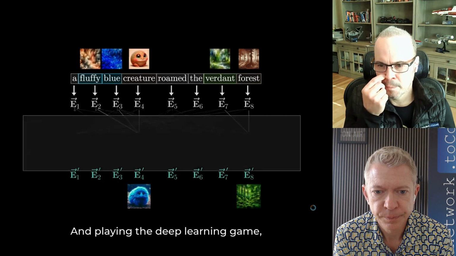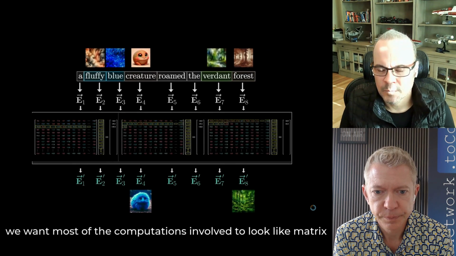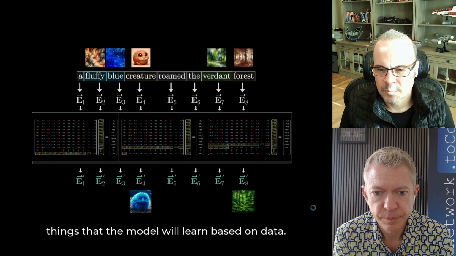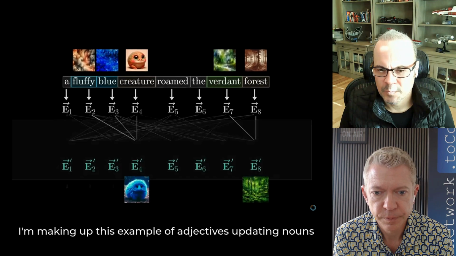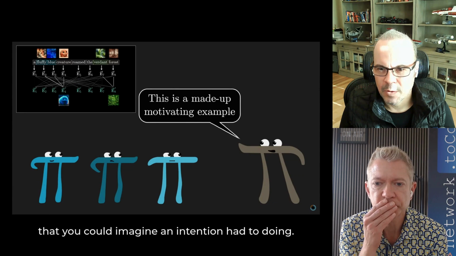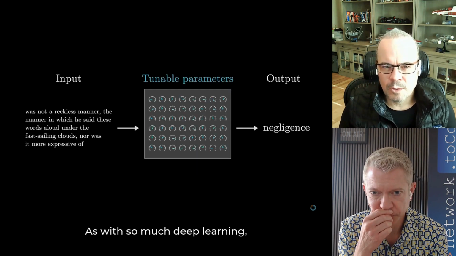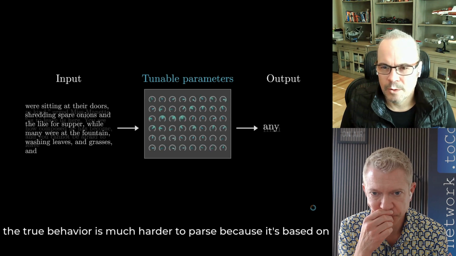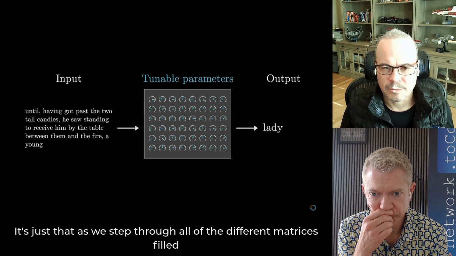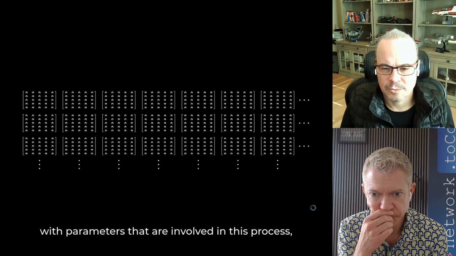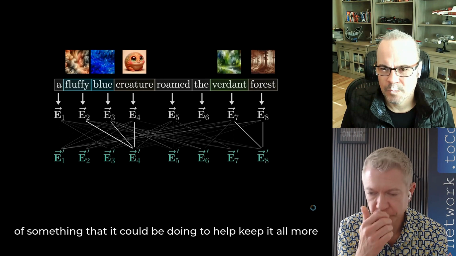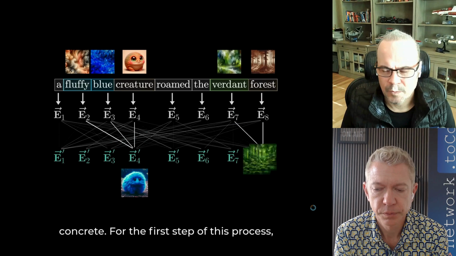And playing the deep learning game, we want most of the computations involved to look like matrix vector products, where the matrices are full of tunable weights, things that the model will learn based on data. To be clear, I'm making up this example of adjectives updating nouns just to illustrate the type of behavior that you could imagine an attention head doing. As with so much deep learning, the true behavior is much harder to parse because it's based on tweaking and tuning a huge number of parameters to minimize some cost function. It's just that as we step through all of the different matrices filled with parameters that are involved in this process, I think it's really helpful to have an imagined example of something that it could be doing to help keep it all more concrete.